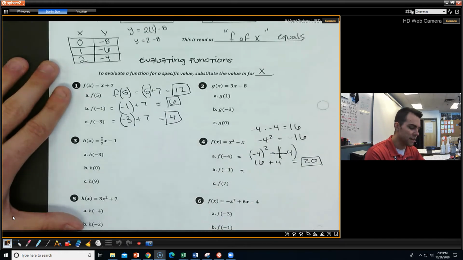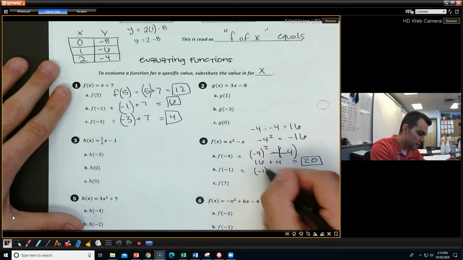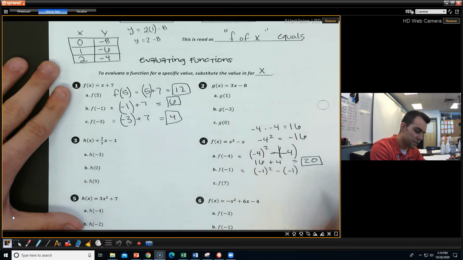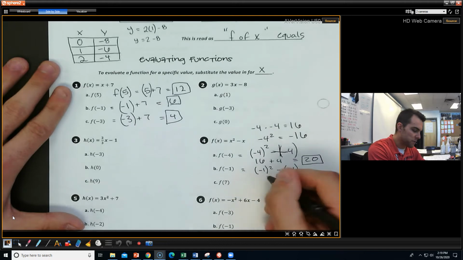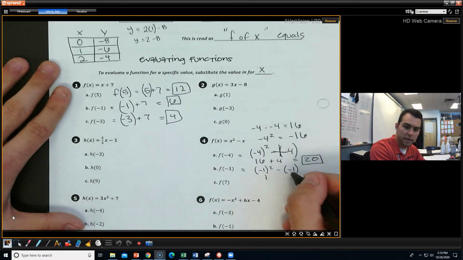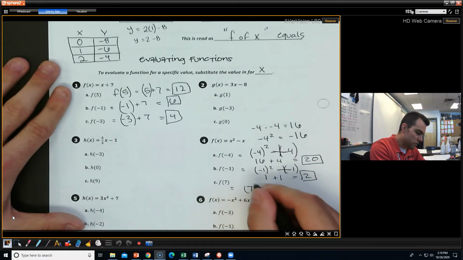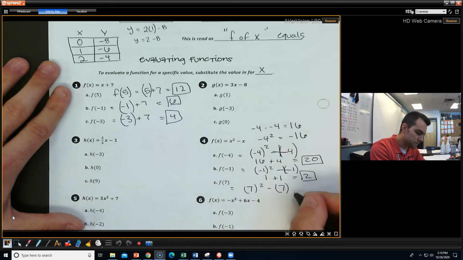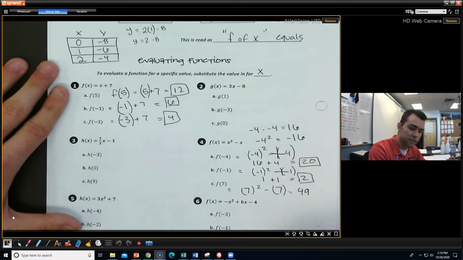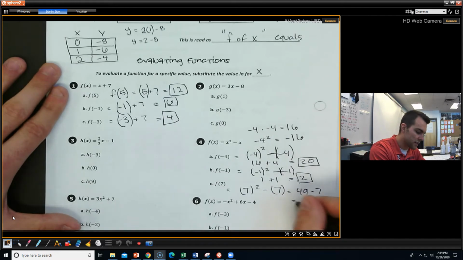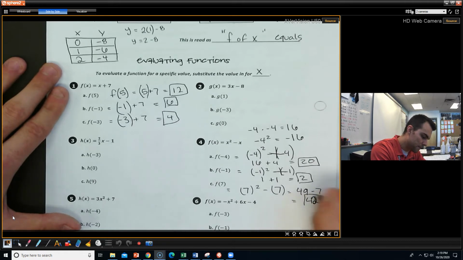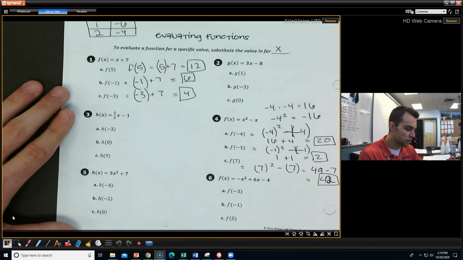Let's try it with this one. Negative 1 is going in for x. Negative 1 squared minus, in parentheses, negative 1. Negative 1 times negative 1 is positive 1. And then negative times a negative is a positive. So this is 1 plus 1 equals 2. And finally, we finish off with the 7. We have 7 squared minus 7 in parentheses. So this equals 49. 7 times 7 is 49 minus 7. That's going to equal 42, actually. Not bad. Almost made an error. Almost made an error.